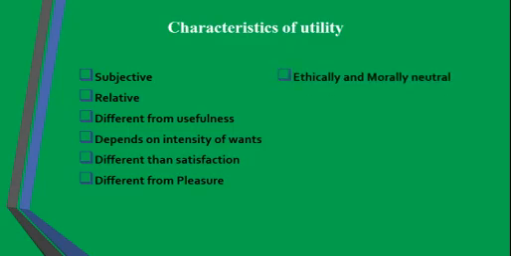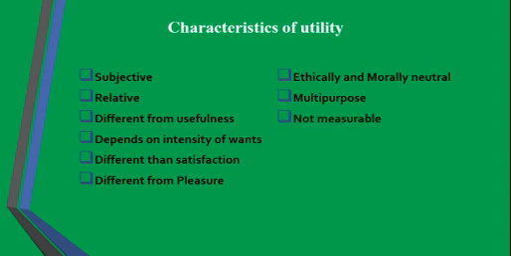Utility is ethically and morally neutral. A commodity which satisfies any want, whether moral or immoral, socially desirable or undesirable, has utility. Examples are gutkha and wine, which are socially immoral but are consumed by people. Utility is multi-purpose. A single commodity may have the power to satisfy many wants. Electricity can fulfill the needs of households, industry and businessmen.